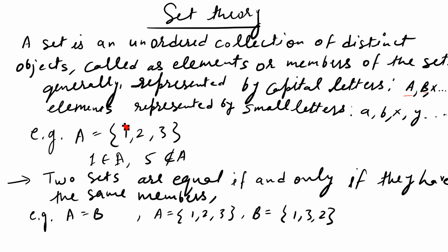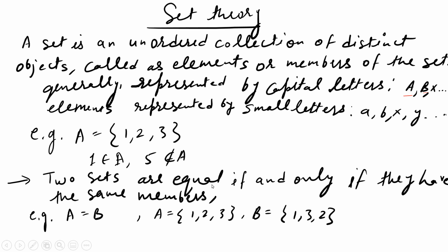For example, we have the set A equals {1, 2, 3}. We represent a set in curly braces. We can say that 1 is an element of A, but 5 is not an element of A.